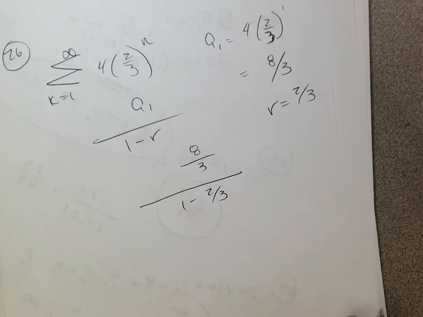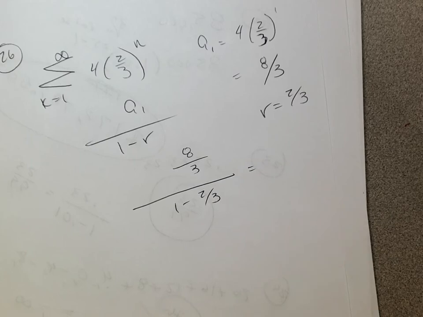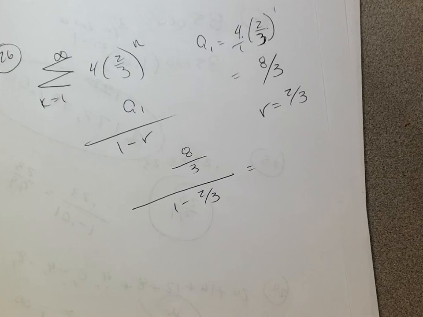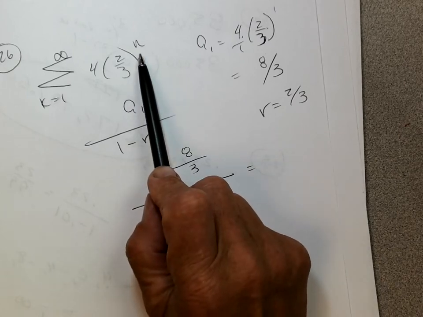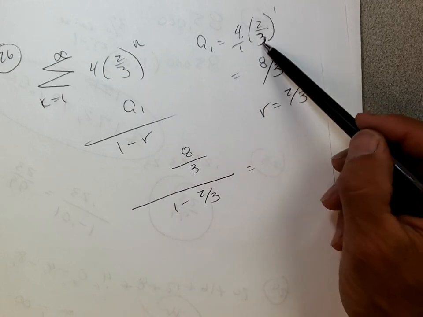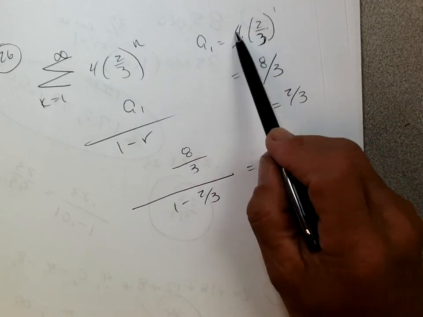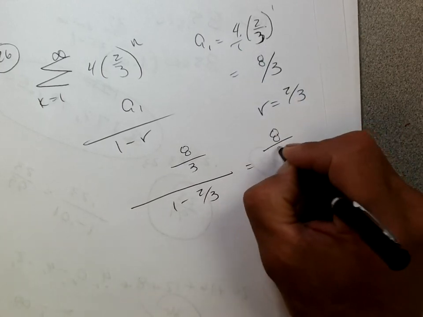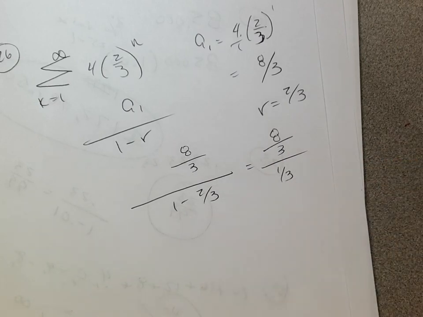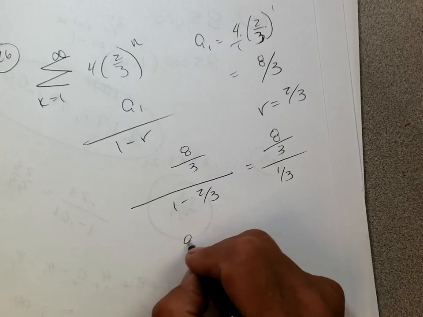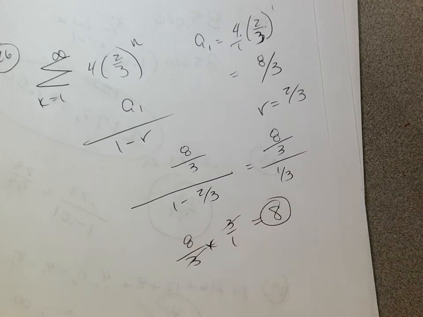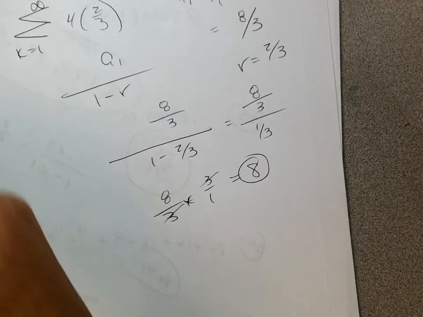Where did you get the 8/3? Great question. 2 times 4 divided by 3. Because your first term, plug in 1, which makes 2/3, times 4, which is 8/3. So I got 8/3 divided by 1/3, which is just 8, but I'll show it. 8/3 times 3 over 1, 8. Wow, that is it.